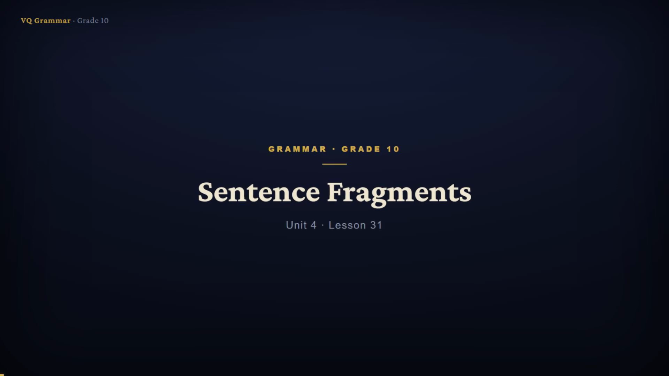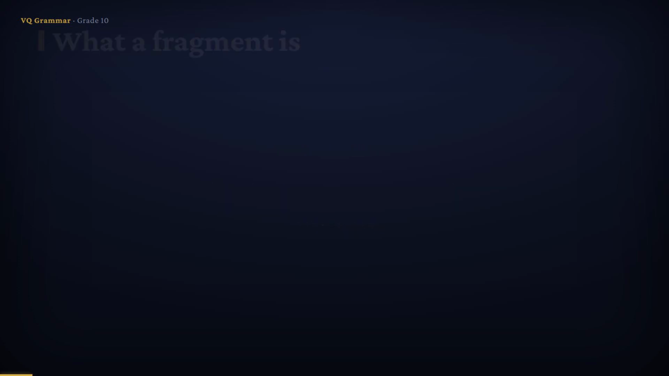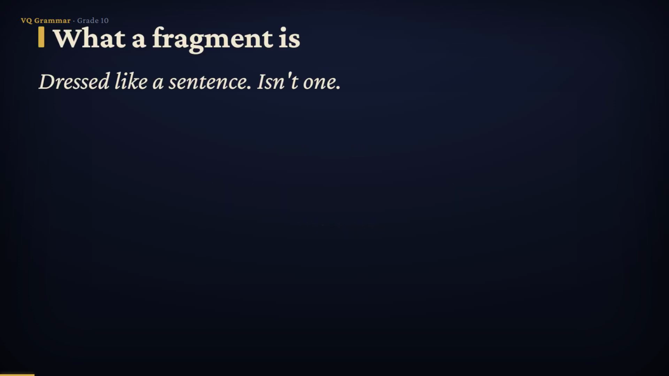This is Unit 4, Lesson 31, and today we're hunting for something that looks like a sentence, sounds a little like a sentence, and is dressed up exactly like a sentence, but isn't one. It's called a sentence fragment. Once you can spot the three ways a fragment happens, you'll catch them everywhere, including in your own writing. Let's take a look. Let's start with the definition because it's simpler than people expect.